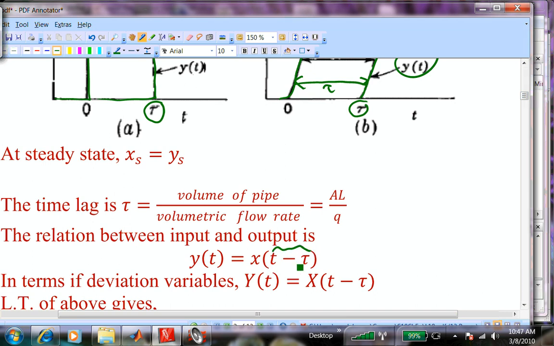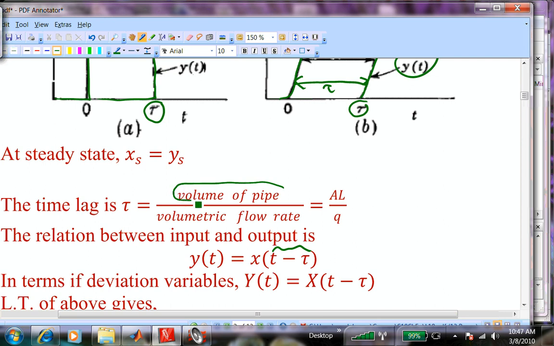That's what the shift function means. X(t minus tau) simply means whatever the value of y was at t, it will be the same as the value of x at t minus tau. Okay? Tau itself is a number that we need to know. How do we get that number?